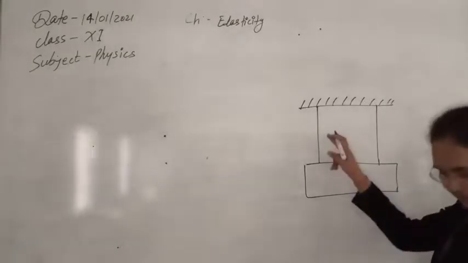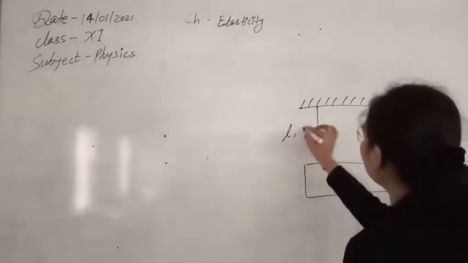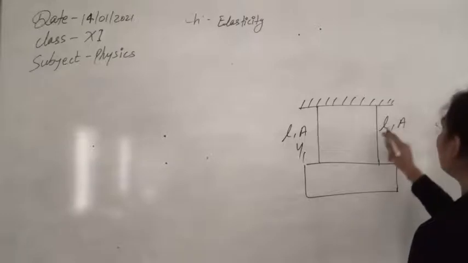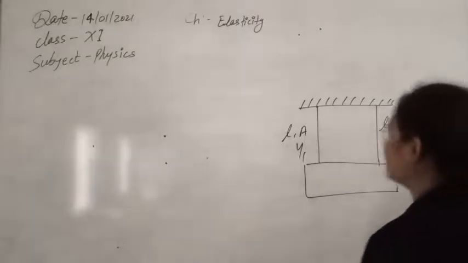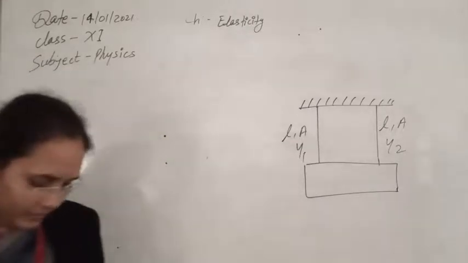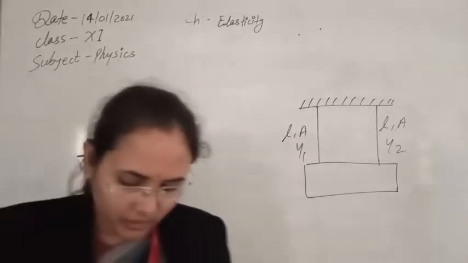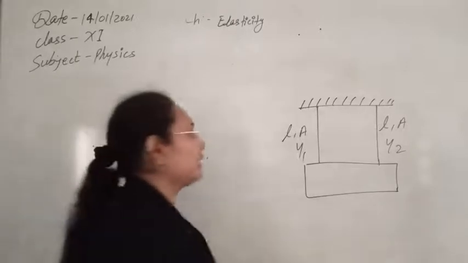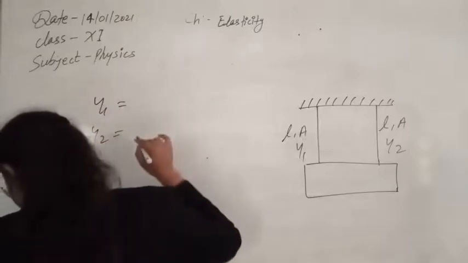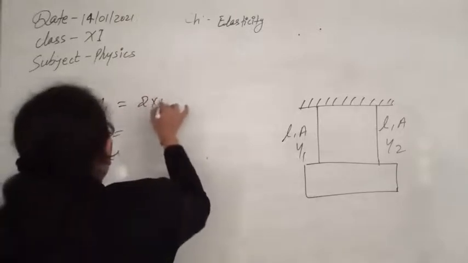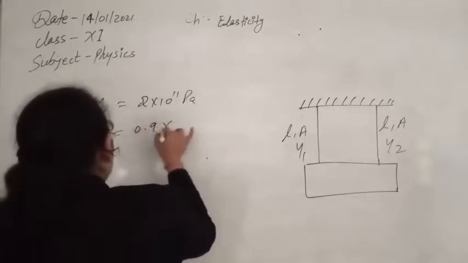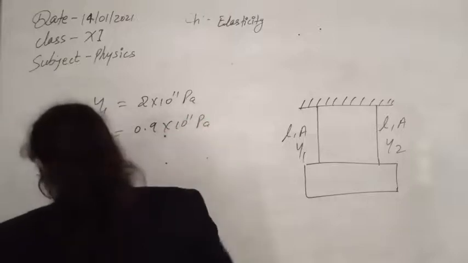Now the properties of the first wire are given. It has length L, area A, and Young's modulus Y1. The second one also has length L, area A, and Young's modulus Y2. The Young's modulus Y1 and Y2 have values: Y1 is 2 × 10^11 Pascal, and Y2 is 0.9 × 10^11 Pascal. These two values are given.